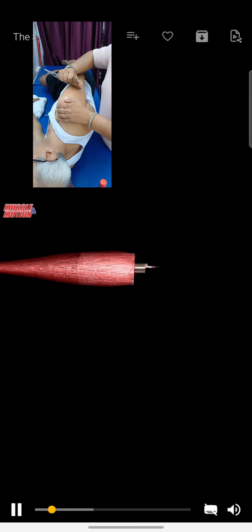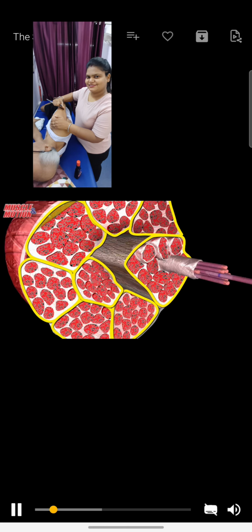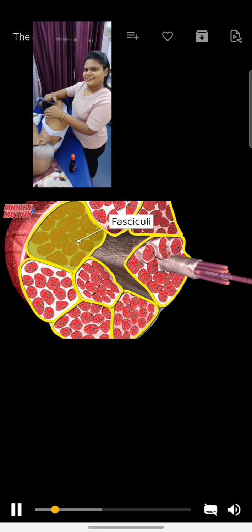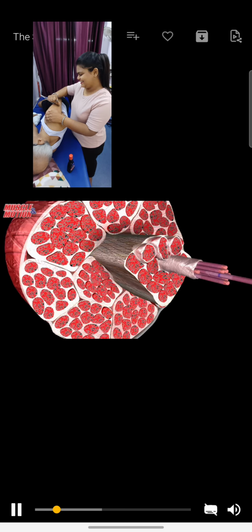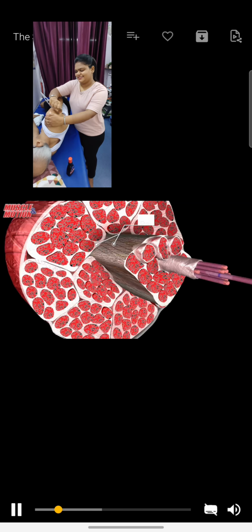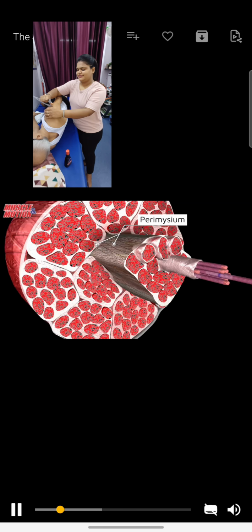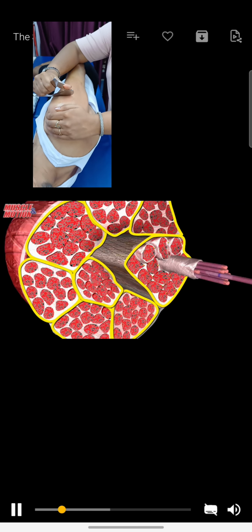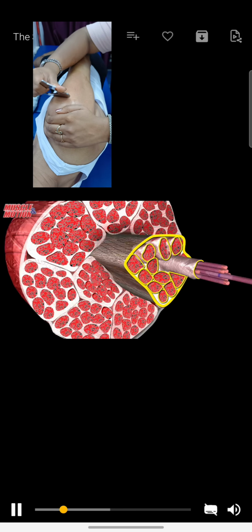The muscle is covered by a protective layer called the epimysium. The epimysium contains many muscle fibers called fasciculi. The fasciculi are covered by another connective tissue called the perimysium. Each bundle of muscle fibers contains between 10 and 100 individual fibers.